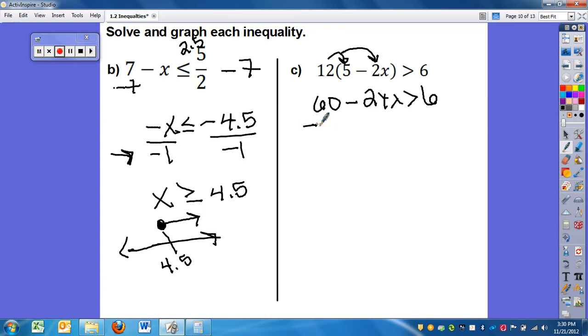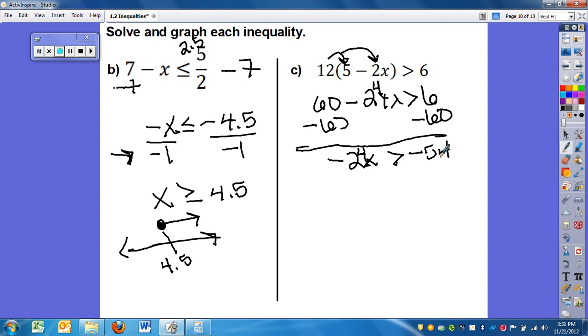Move your 60 over. Get negative 2x is greater than, hopefully you caught my mistake. This should be negative 24. I forgot to distribute it completely. Negative 54. See, even teachers make mistakes. Divided by negative 24.